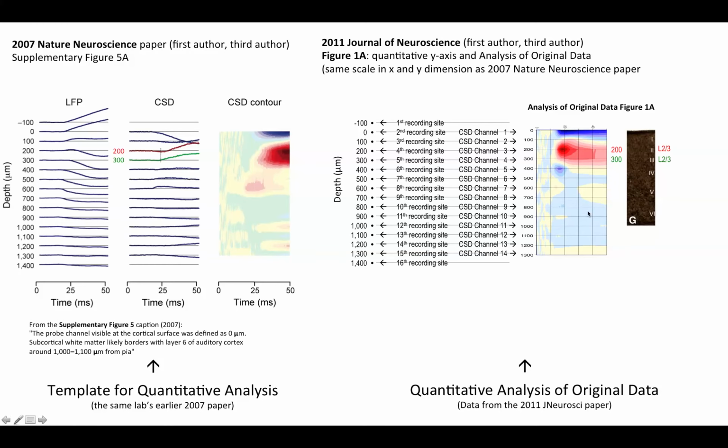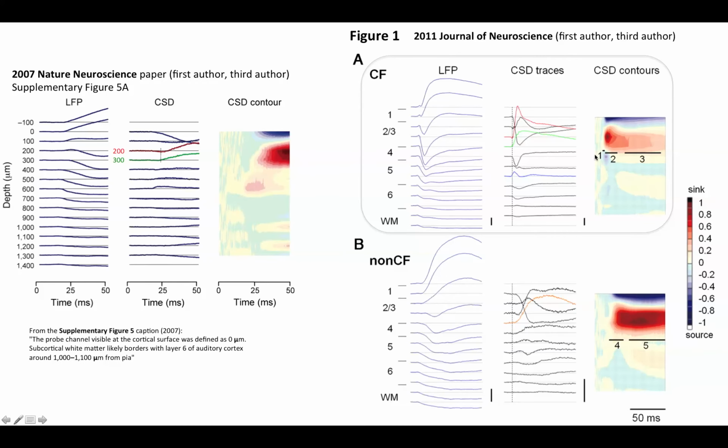So this is everything, both the x and the y-axis, completely in alignment. And you can see the complete parallel here, how this experiment was clearly done exactly the same way, because you see the same pattern of activation. You see this blue source up here, and you see this red sink. And you can see that this sink is solidly in layer 2-3 at a very superficial depth of 200 microns. So that was figure 1A.